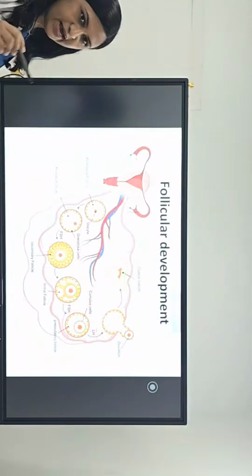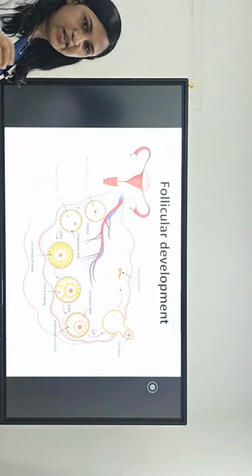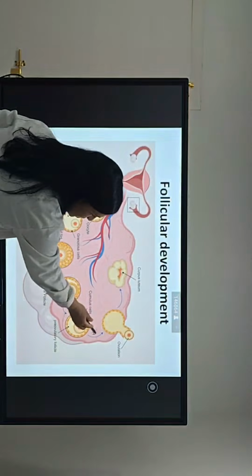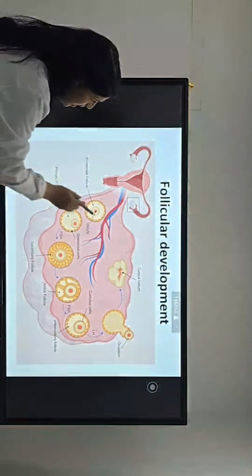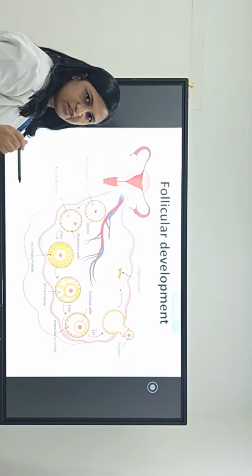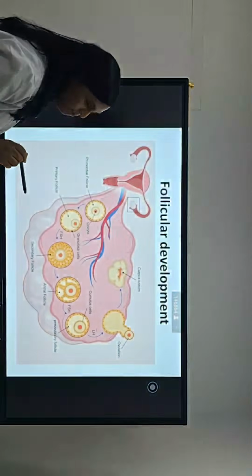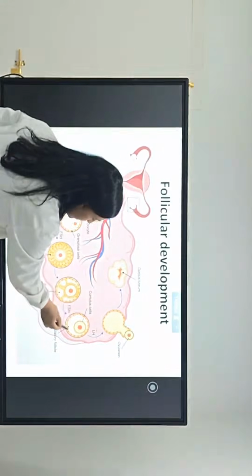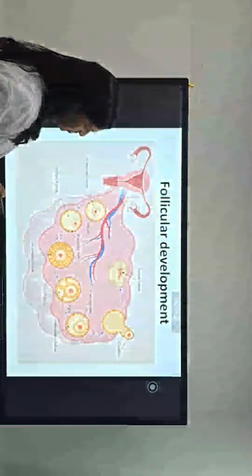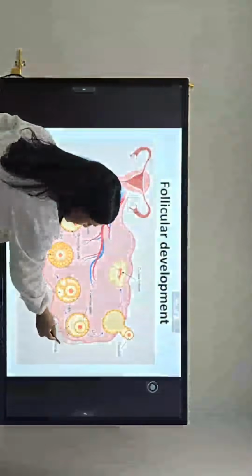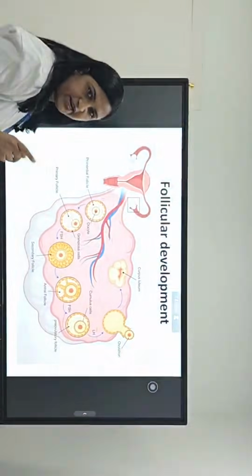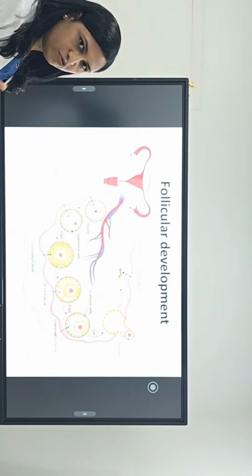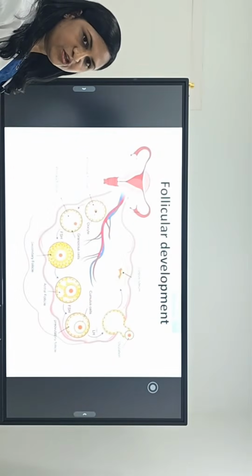Now what happens in a natural cycle? There is a selection of only one dominant follicle, which after the LH surge will undergo ovulation and form a corpus luteum, which will secrete progesterone. But what happens in an IVF cycle? There is selection of multiple dominant follicles, and we put a needle inside the follicular fluid and aspirate around 11 to 12 good oocytes in a well stimulated cycle.